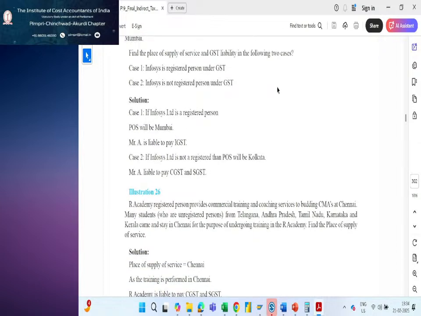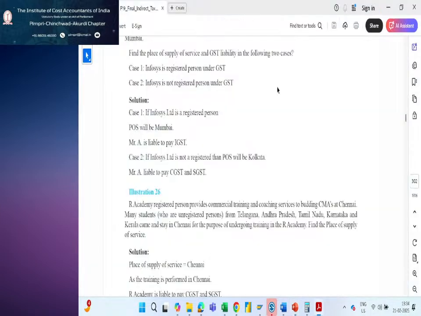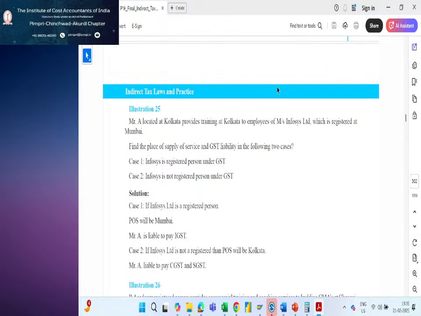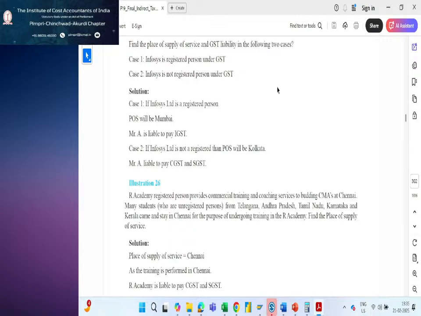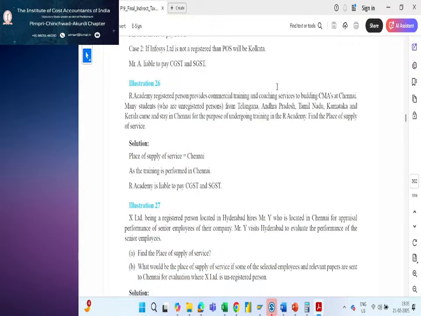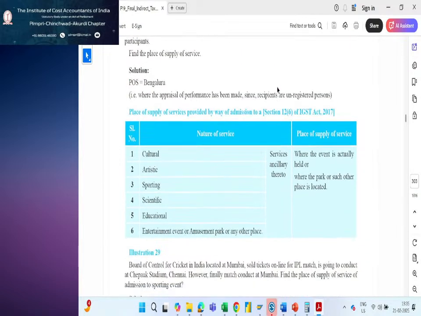And for the next case, if he is an unregistered person, then where the service is actually performed will be our place of supply. In this particular case, it is Kolkata, and CGST and SGST taxes are applicable. So the next one, I think we have seen this as well.